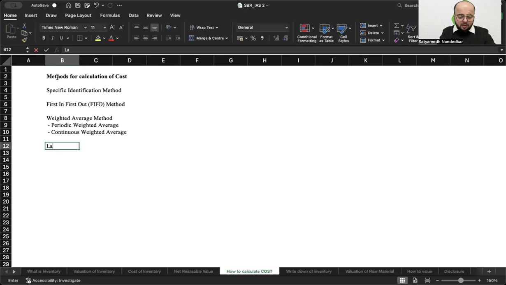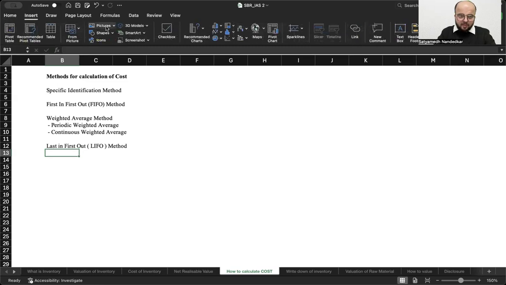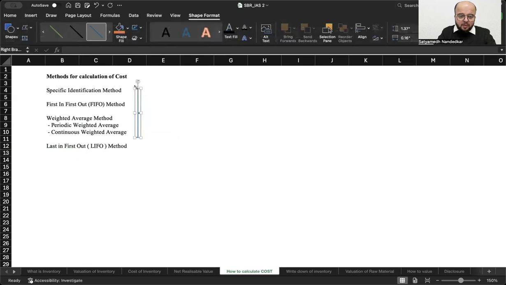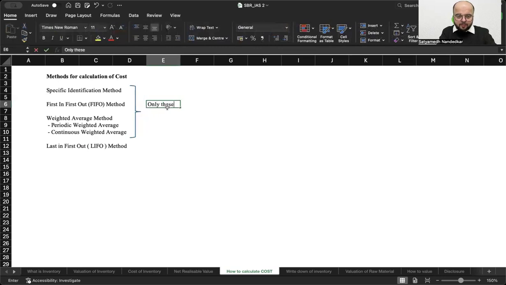There is one more method which is called last in, first out, or the LIFO method, but IFRS does not allow the LIFO method. Under IFRS and IAS, only these three methods are allowed. LIFO method is not allowed.